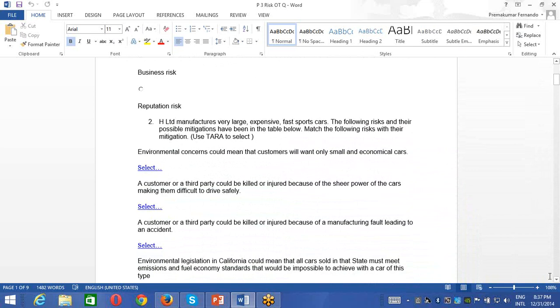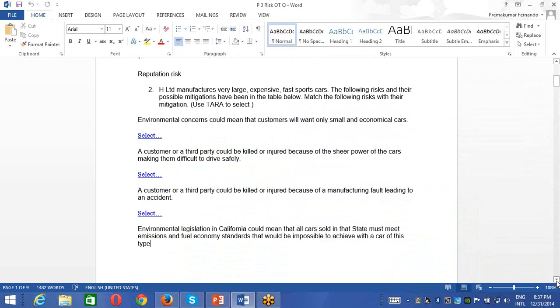Environment regulation in California could mean that all cars sold in the state must meet emissions and fuel economy standards that would be impossible to achieve with a car of this type. Now there you have a very easy word: impossible. Impossible means there is nothing that you can do about it. So you avoid it, exactly. In those scenarios, try to catch that word. That word will tell you exactly what the answer is.